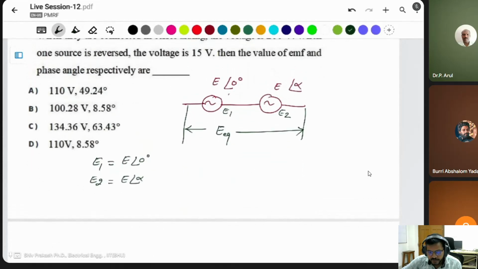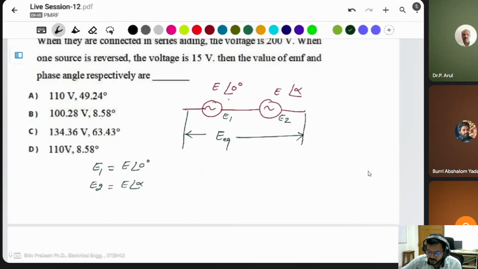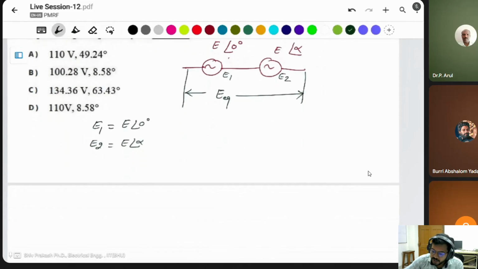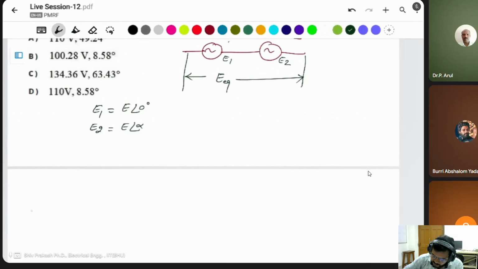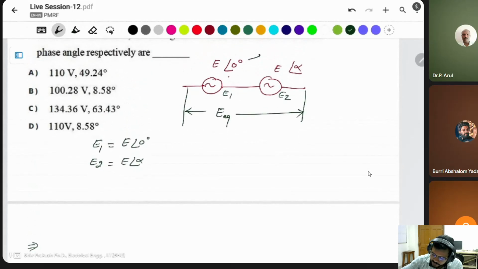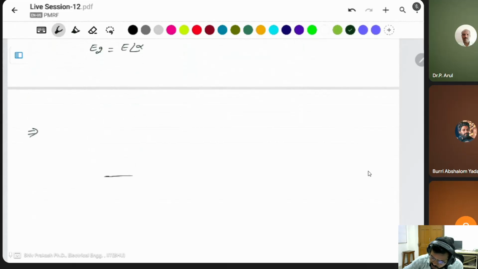There are two conditions to add them. In series adding, the voltage is 200 volt. How can you represent the two voltages? In a phasor diagram, if E is at 0 degree, a straight horizontal line is denoted as 0 degree. If there is a vertical line, always mention that as 90 degree.